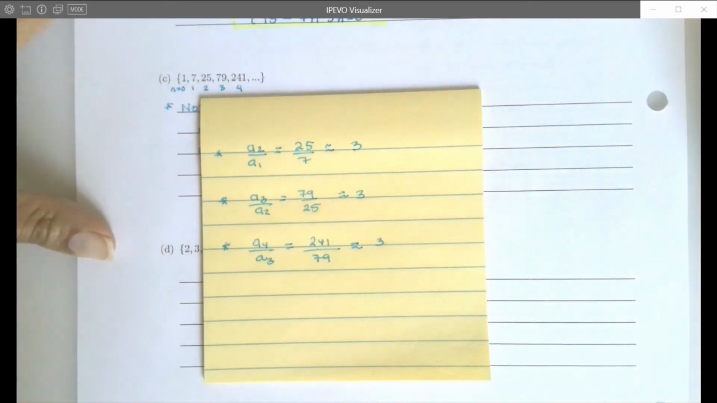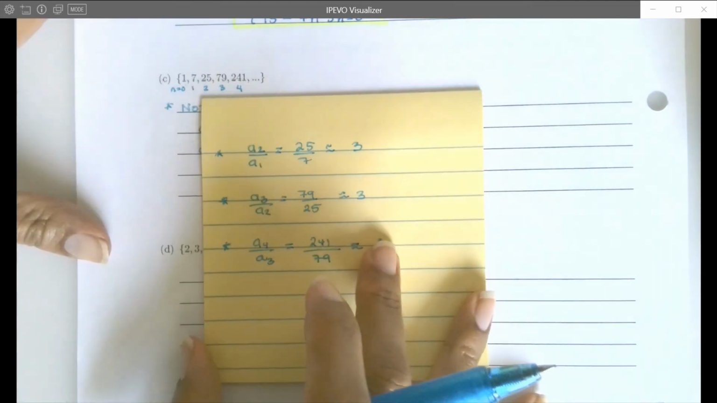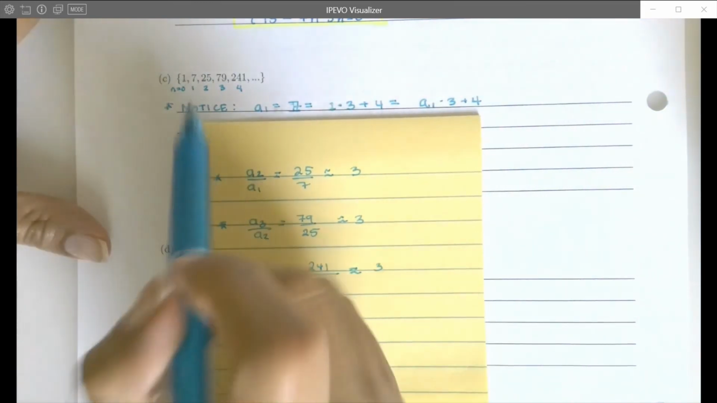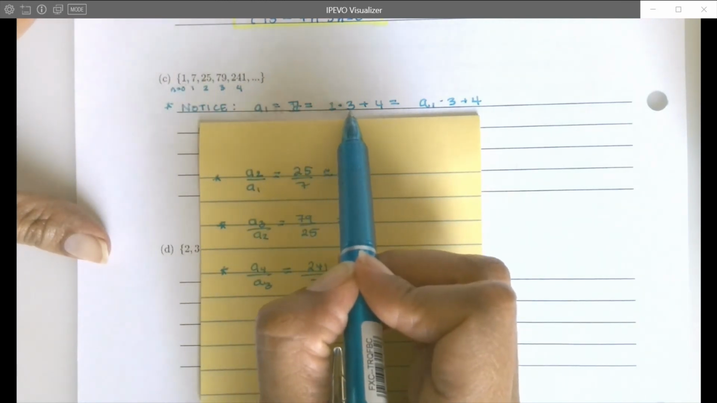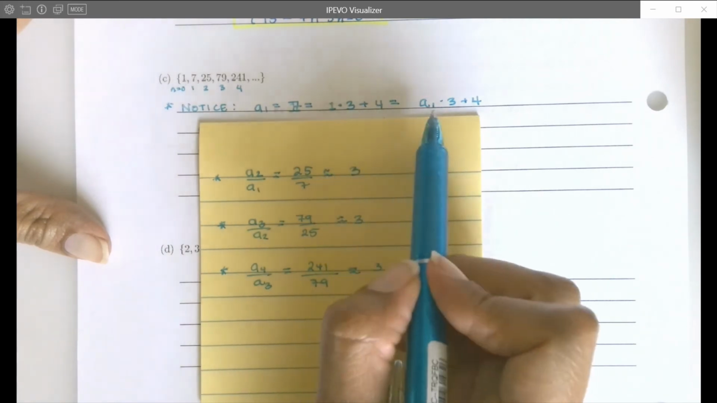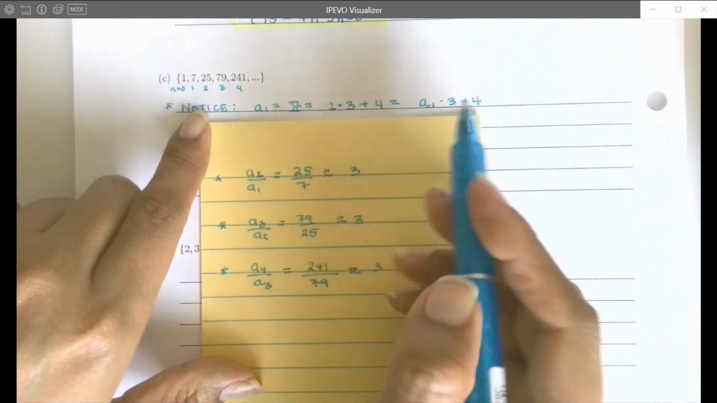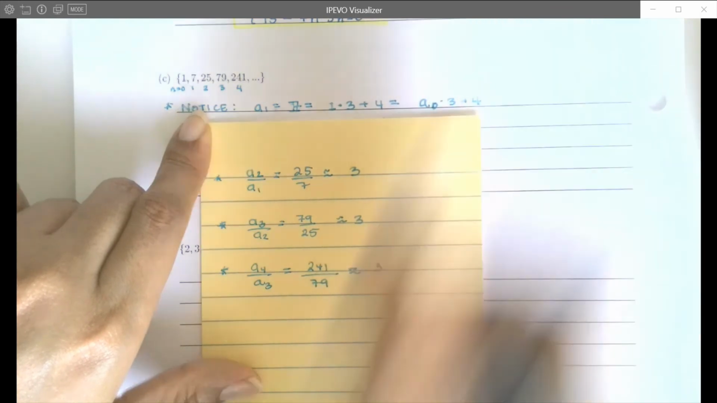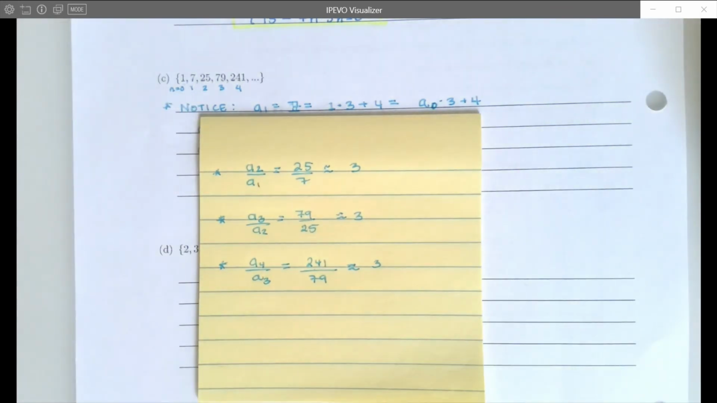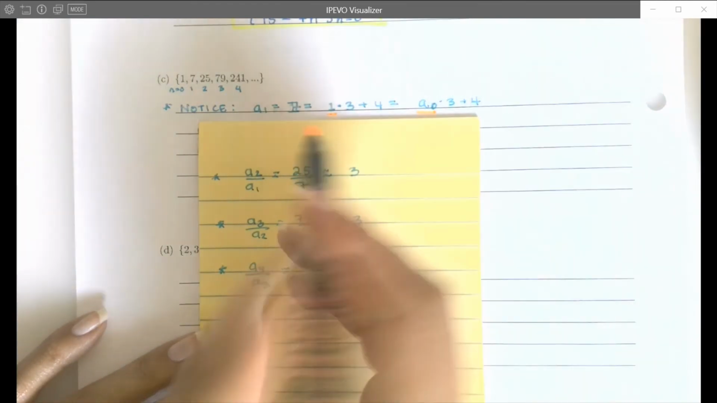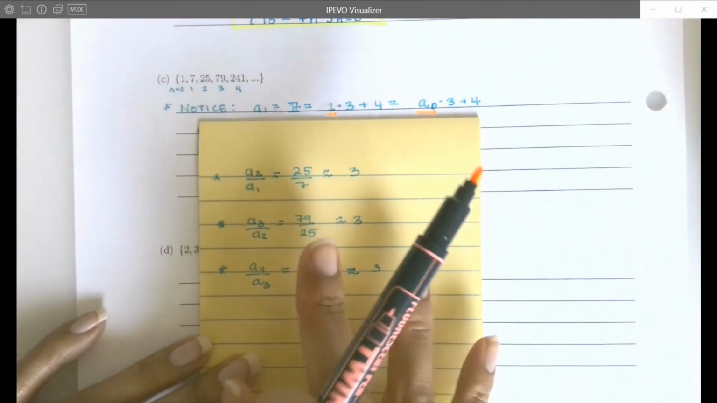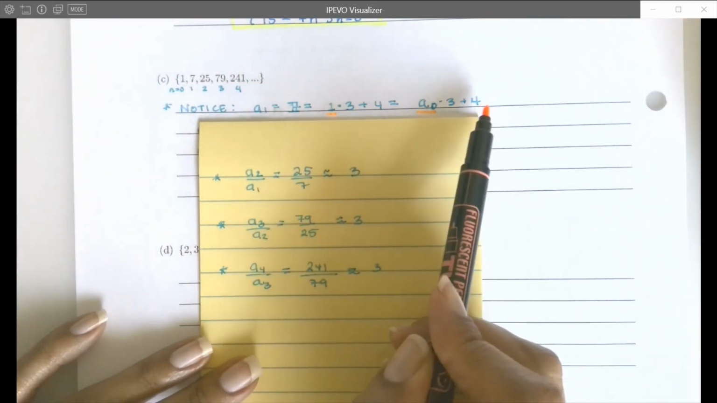So because we are seeing this pattern, we can make the next observation. If I take a look at A1, which is 7, that is 1 times 3 plus 4, right? And this 1 is actually A0. So it's A0 times 3 plus 4.